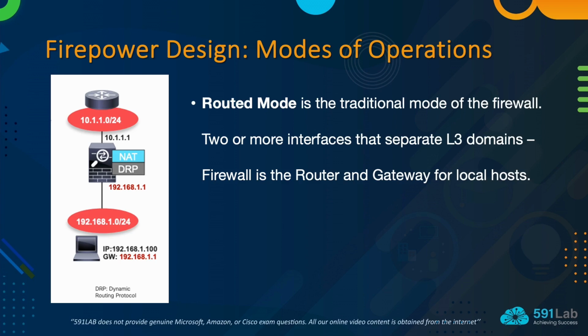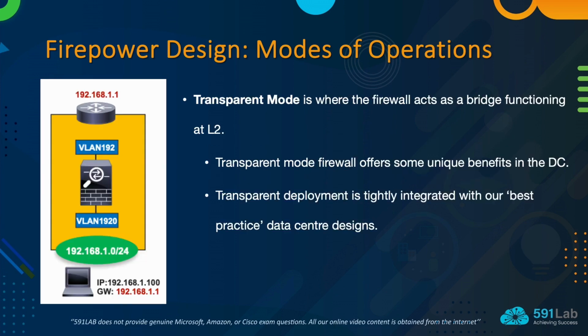The third benefit is scalability. Routed mode can be scaled to support large networks. Firepower devices in routed mode can handle a high volume of traffic. Then we have transparent mode. In transparent mode, the Firepower device acts as a layer 2 bridge, which means it operates at the data link layer of the OSI model.